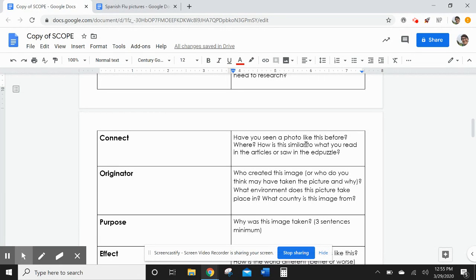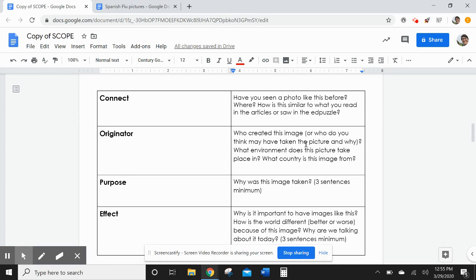Connect. Have you seen a photo like this before? So you would talk about if you've seen any photos like it, either because you've seen Spanish flu images or because you're seeing similar stuff during COVID, and where have you seen it? Lastly, for Connect, you're going to talk about how it connects with what you learned about the Spanish flu through the articles and Edpuzzle. You also need to think about who created this image.